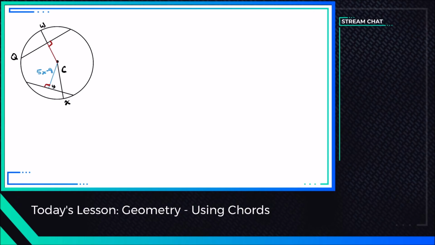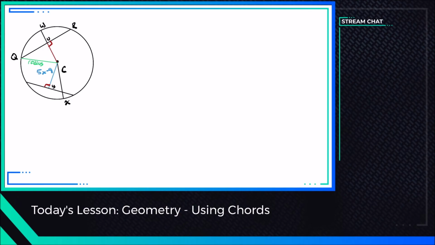W didn't move too much. Got U right there, and we got R right there. So here's our problem. And then we also have a green line right here, from here to here, and that is going to be our radius. Okay, big problem, lot going on in this circle.